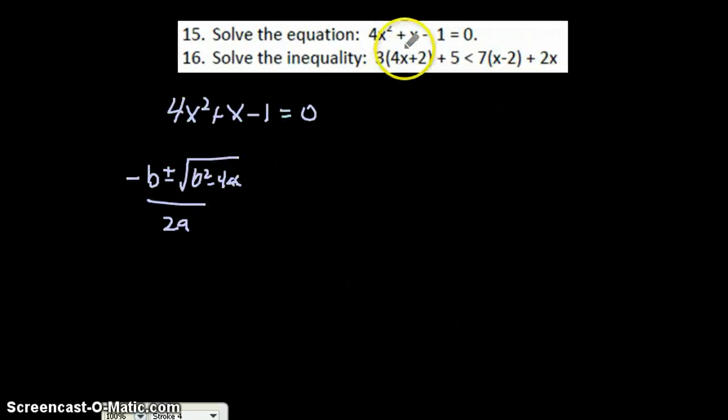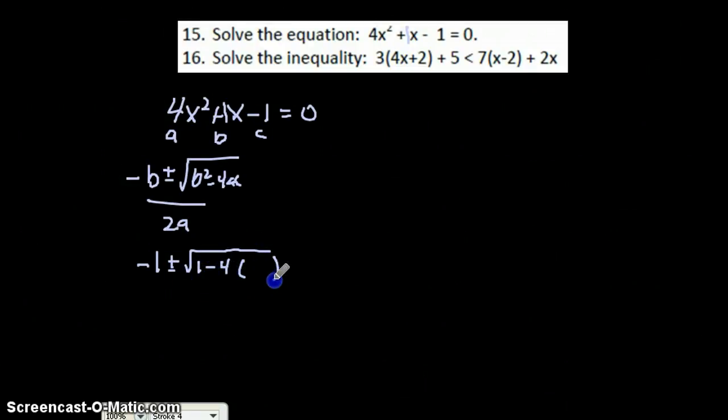Question 15. Remember, there's a 1 right here, right? So I'm going to put a 1 here. A is equal to 4. B is equal to a positive 1. C is equal to negative 1. You have your trusty quadratic formula, and you're going to plug that in. The reason why we do this is it doesn't factor. So anyway, negative b would be negative 1 plus or minus square root b squared, which is 1 minus 4.